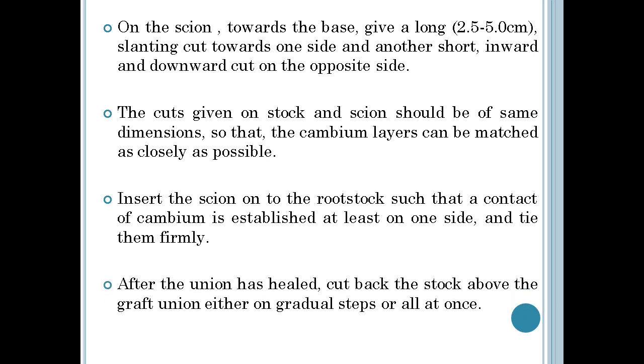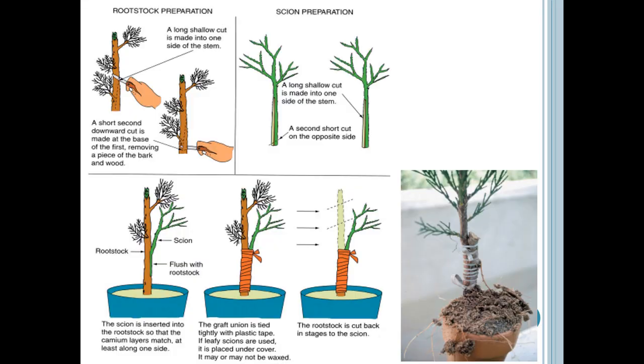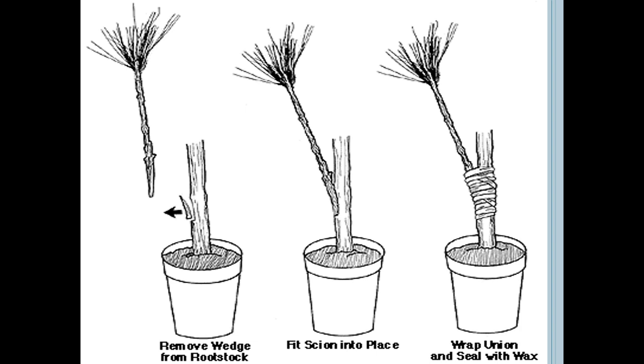After the union has healed, cut back the stalk above the graft union either in gradual steps or all at once. Remove edges from rootstocks, fit scion into place, wrap union and seal with wax.